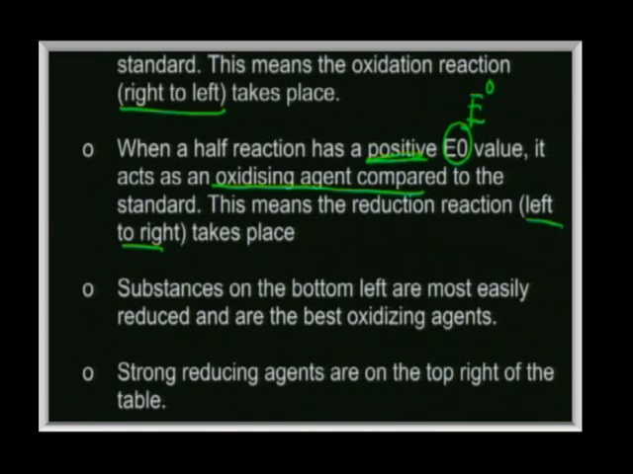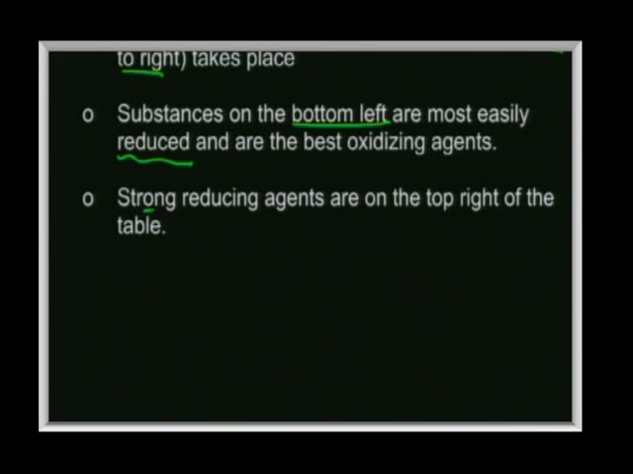Now, the substances that we find at the bottom left are the ones that are most easily reduced, and they are the best oxidizing agents. Your strongest reducing agents are the ones that we find on the top right-hand side of the table. Again, I'm going to ask that you go back and look at the specific table that you work with at your school. For each one of these tables, your teacher would give you the relevant information regarding oxidizing and reducing agents.